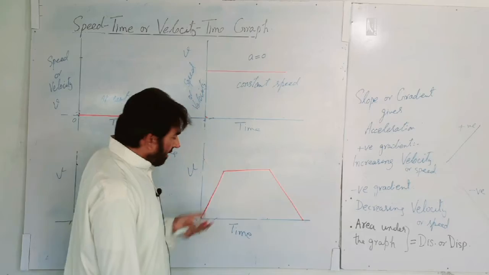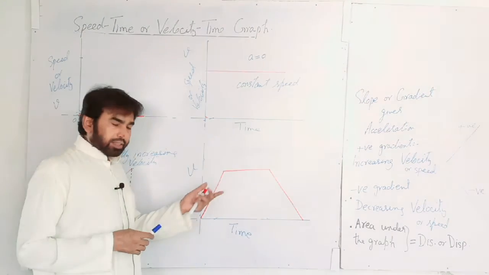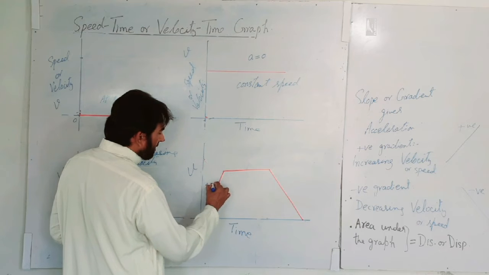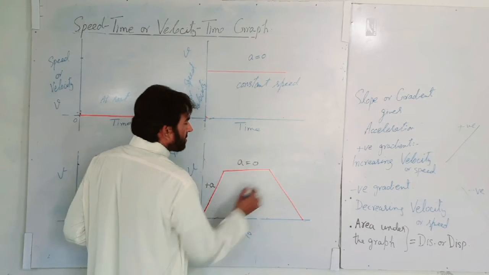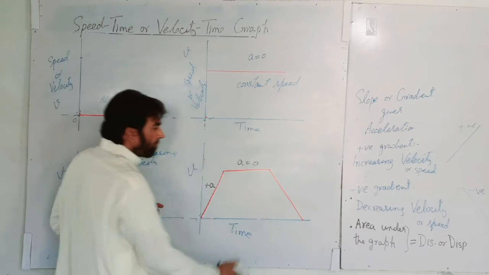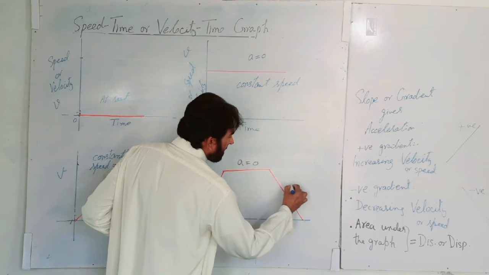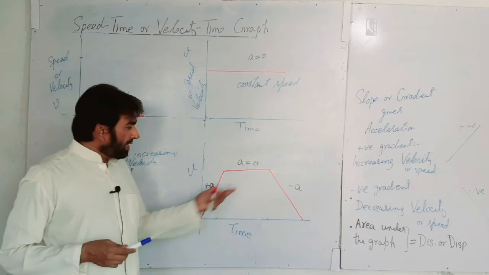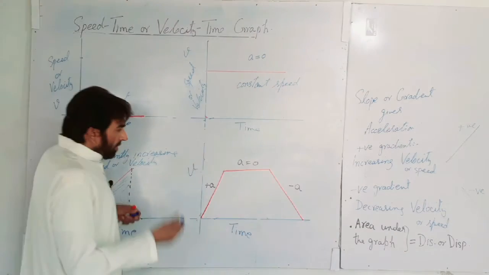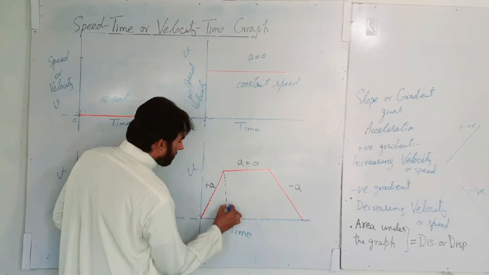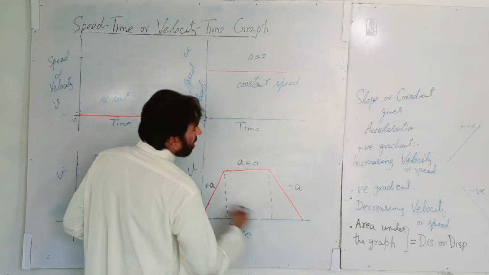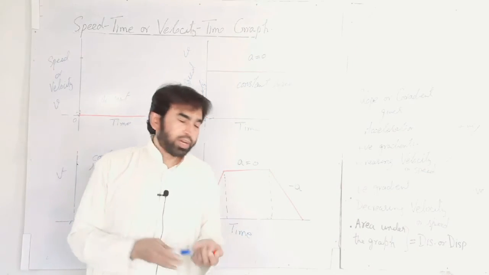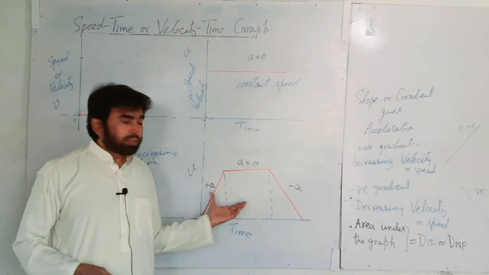Now how to find the distance covered by the body in these cases? Here I am mentioning for your information that this is positive acceleration, this is A equal to 0 because the velocity is uniform, and here A is negative because velocity is decreasing. Now how to find the area under this graph? You can divide this figure into 3 parts, or you can also find the area under this graph with a single formula, because you can see that this is a trapezium.